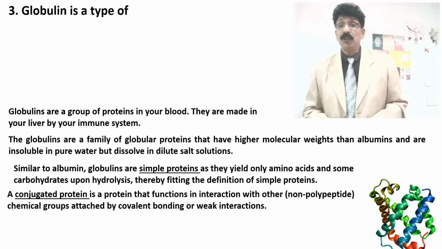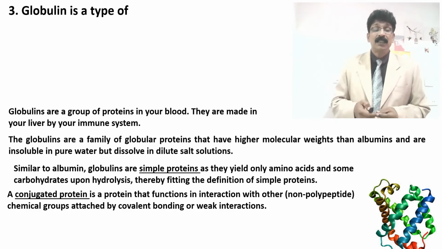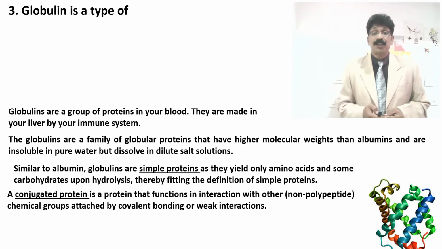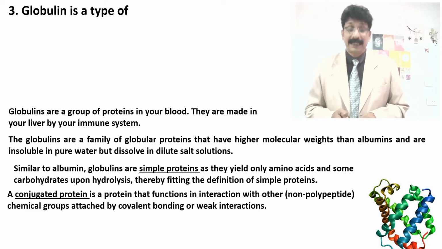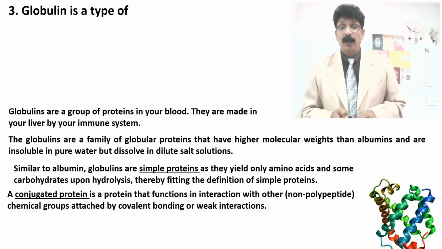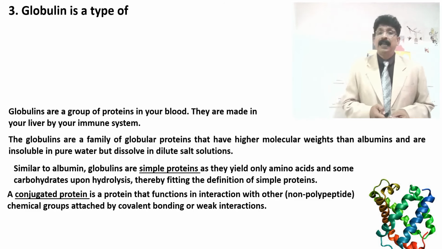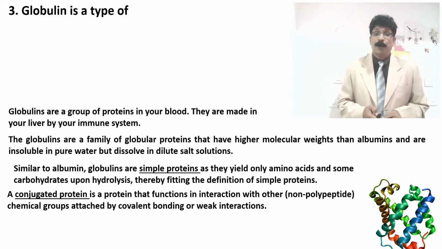So we should know what a conjugated protein is. You might have studied it, but I am just revising the basics. A conjugated protein is a protein that functions in interaction with other non-polypeptide chemical groups attached by covalent bonding or weak interactions. Usually proteins are made up of only amino acids and peptide linkages. But when you talk about conjugated proteins, non-polypeptide groups are attached by covalent bonding or weak interactions.